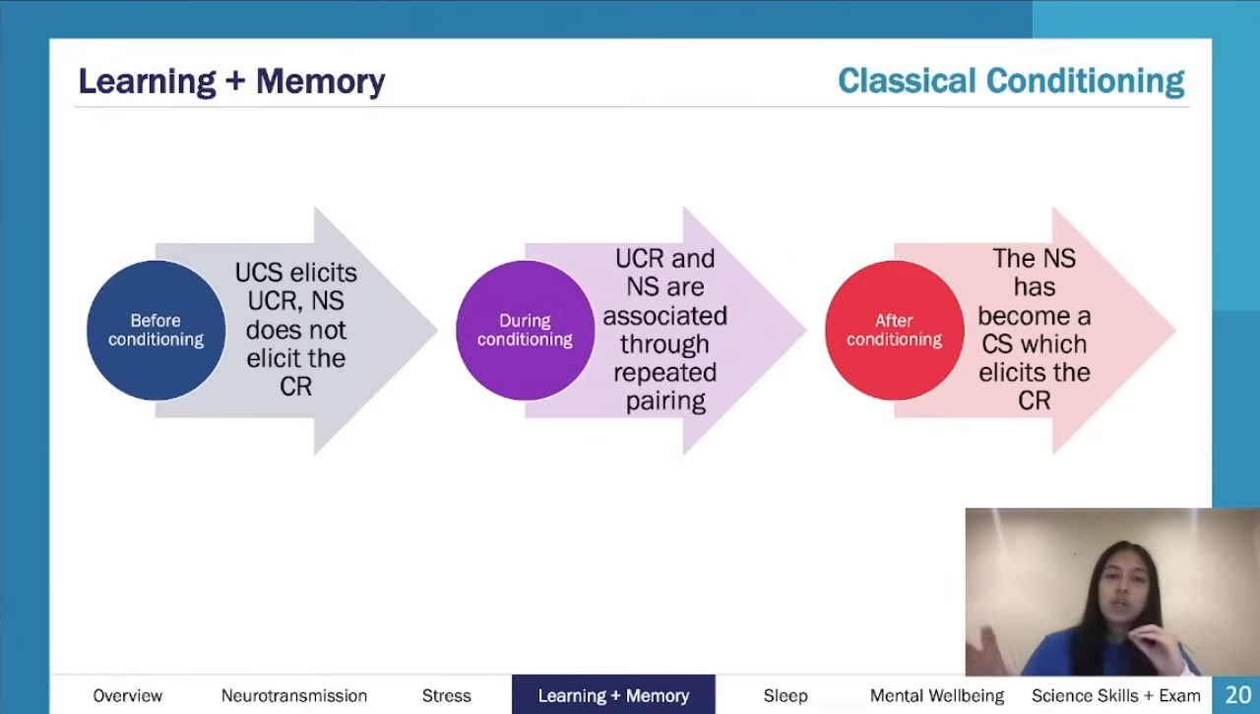During conditioning, you're going to pair your unconditioned stimulus with your neutral stimulus. So during conditioning, remember, you've got your multiple trials or multiple pairings. You've got your food and you've got your bell and you present them at the same time. Technically, you will present your neutral stimulus a little bit before, but you present them pretty much at the same time. The dog will salivate in response to the food, but the whole time it's salivating, this bell is ringing in the back.